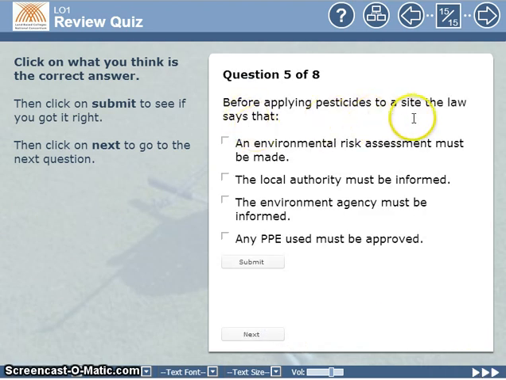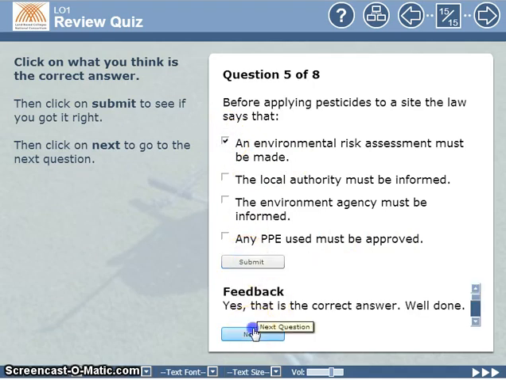Before applying pesticides to a site, the law says that an environmental risk assessment must be made. The local authority must be informed, the environmental agency must be informed, any PPUs must be approved. So I'm going to go for an environmental risk assessment.